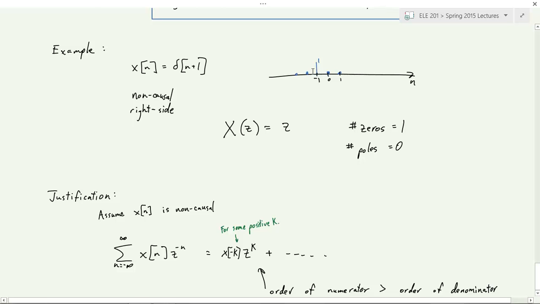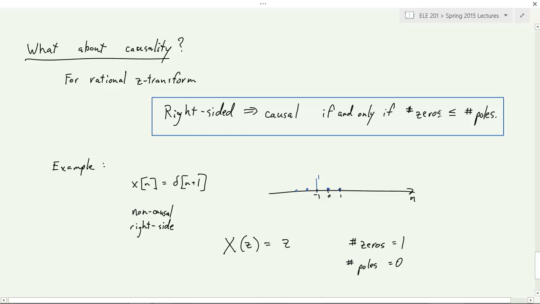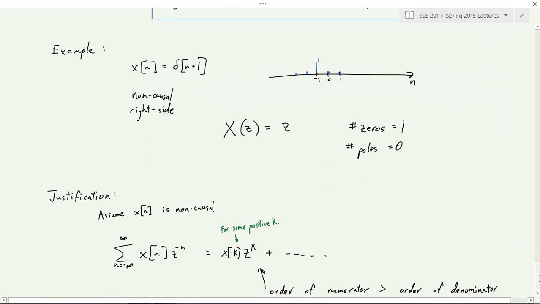Okay, so when we take the Z transform, we get that the Z transform is just z. And z has exactly 1 zero and 0 poles. So that corresponds to our theorem up here, that the number of zeros is greater than the number of poles, and in this case it's right-sided but non-causal. Okay, now here's, hopefully this will be meaningful to some people, further justification for why this holds.